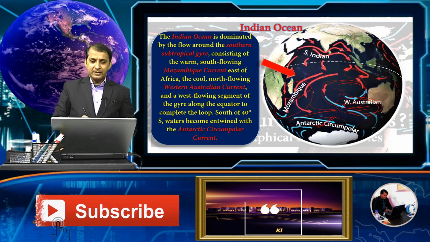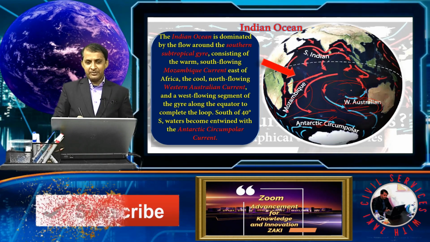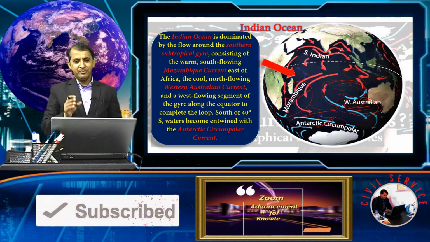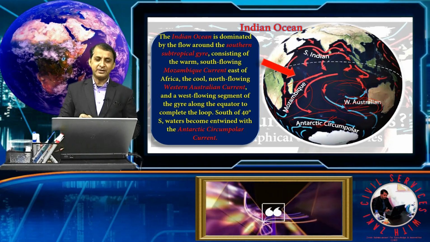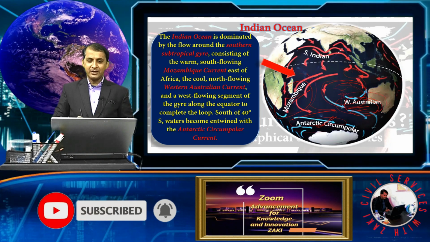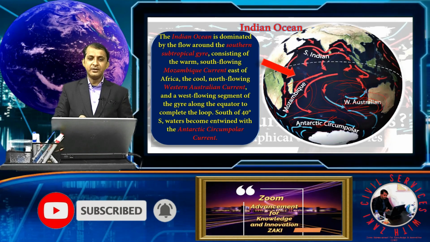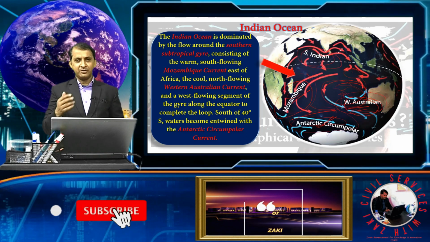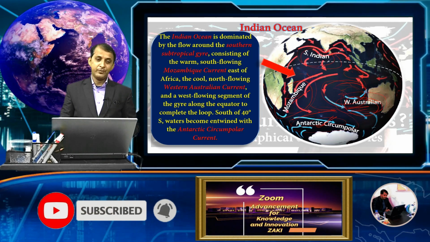These are the basic complete gyres. So in the Indian Ocean, the major currents present are the Mozambique current, the Western Australian current, the Antarctic circumpolar current, and the South Indian current. South means South Indian Ocean current.